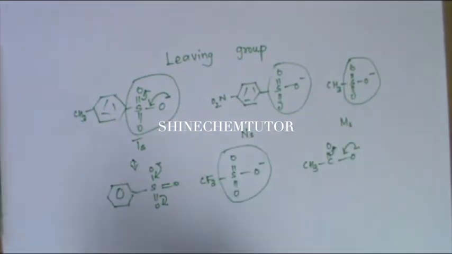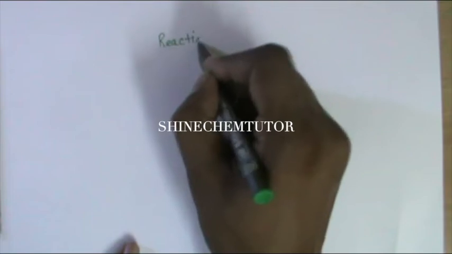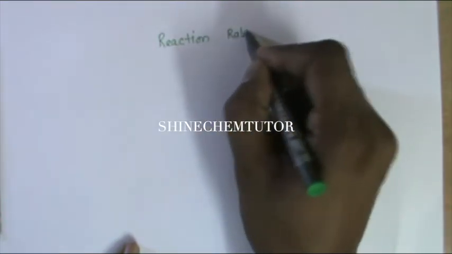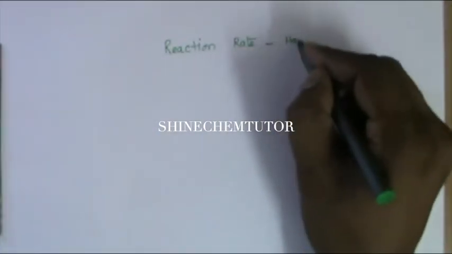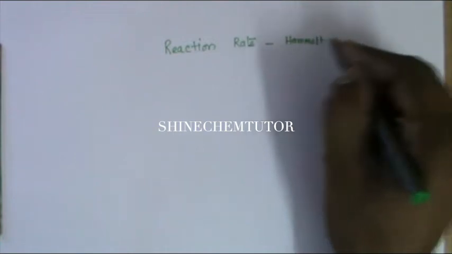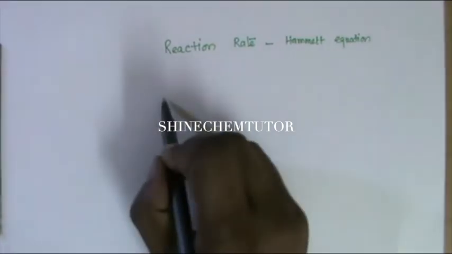But generally we don't use this as a leaving group, because we need somewhat harsh conditions for that. But when you go for tosylate, nosylate, mesylate and triflate, even at mild conditions, they can be replaced. The next one: how is the reaction rate affected by the resonance effect? That is given by the Hammett equation. I am not going into that in detail, but I will give some flavor of that.